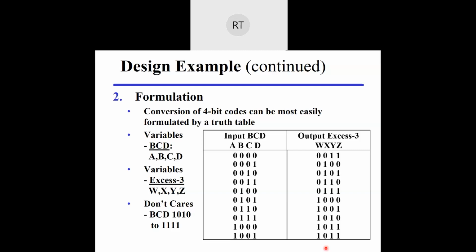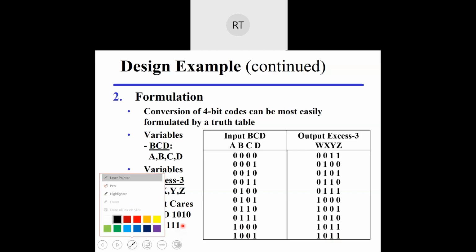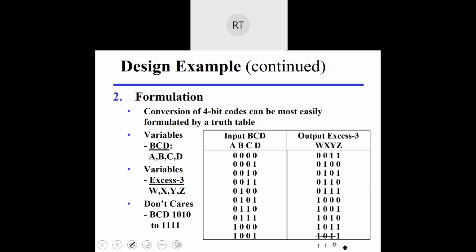Now we need to derive the K-maps. How many K-maps do you think I have for the output? How many? Why did the 9 become 1011, not 1100? You are right, this is wrong. 9 should be 12. It is 1100. Let me scratch this for you so you pay attention while you are studying. It's a typing mistake from the book.